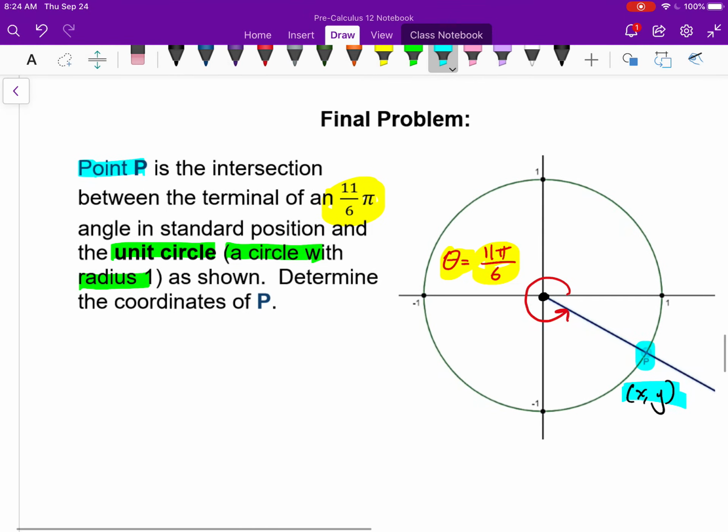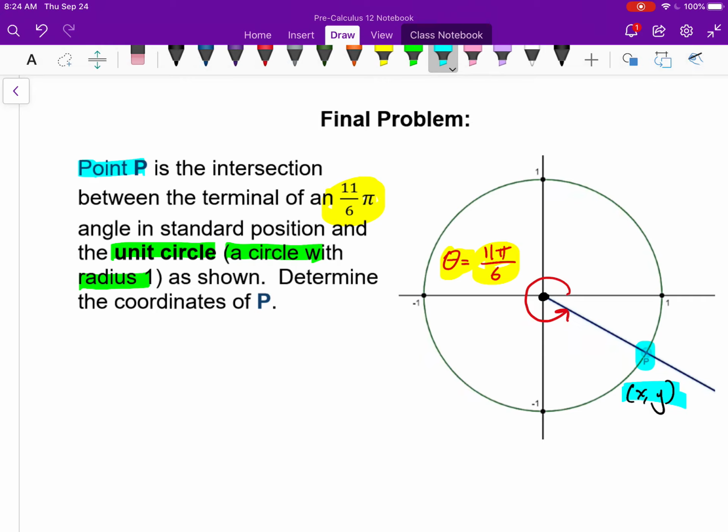So eventually our goal would be to be able to visualize this diagram without actually being given the diagram, just from what's described. Because from what's described, we know there's a circle with radius 1. We know there's an angle of 11 pi over 6, which we can start to visualize. And we know that the point is where that terminal arm crosses the unit circle. That's it. How can we figure this out?